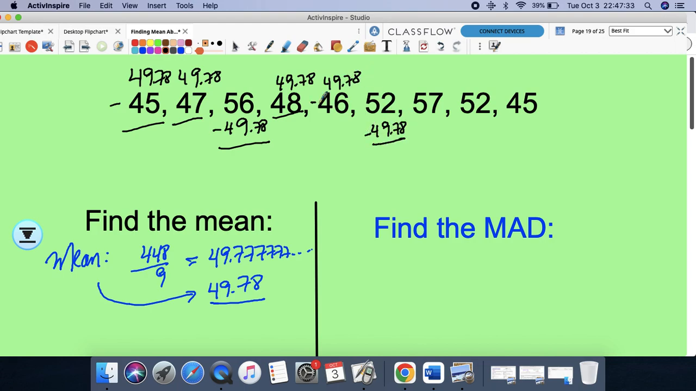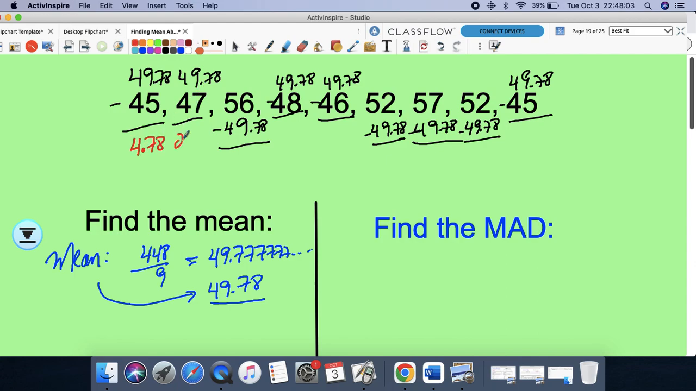Again, we have to subtract all these numbers. 49.78 is smaller. 49.78 is bigger. So we're going to subtract. So now we take a calculator and subtract 49.78, our mean, minus 45, because I find the distance. So this would be 4.78.